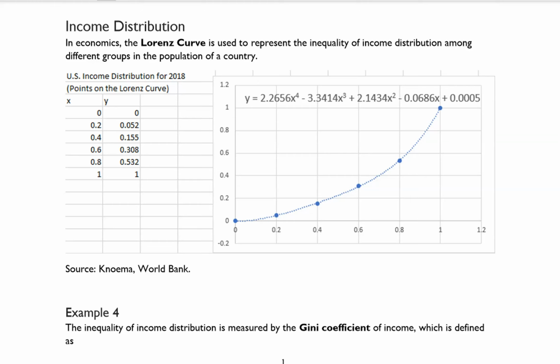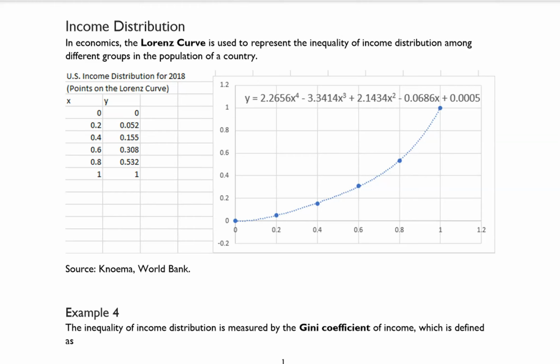In economics, the Lorenz curve is used to represent the inequality of income distribution among different groups in the population of a country. On the left, you can see a table for the US income distribution for 2018, and this is how you interpret that data. So this row says 0.2 for the input and the output is 0.052.